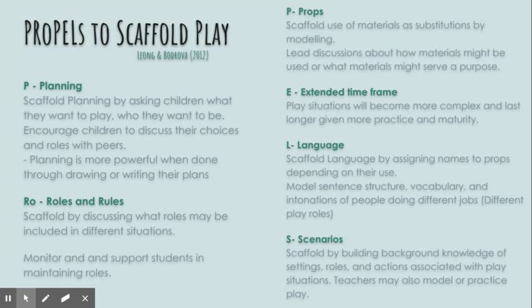And ways that you can use this is you can scaffold planning by asking the children what they want to play with and who they want to be. That's very simple. Encourage the children to discuss their choices and roles with their peers. Scaffold that planning by talking to the kiddos about their plans. Planning is actually much more powerful when it is drawn or written out. So that's something to consider with those younger kids who can't write, maybe letting them draw, just taking 1 or 2 minutes to jot down a sentence about what they want to do.